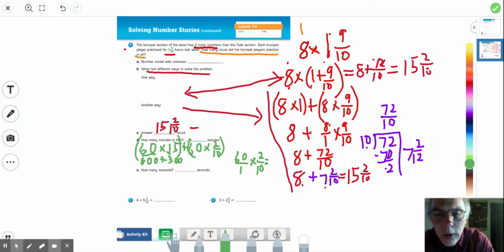60 times 2, well, 6 times 2 is 12. So 60 times 2 is going to be 120. 120 over 10, 120 divided by 10. Well, what times 10 equals 120? 12. So you can see that this one equals 12, and then we're going to bring that over and add it to the 600 plus the 300. So this is all going to be 912 minutes. 600 plus 300 is 900 plus 12, 912 minutes.